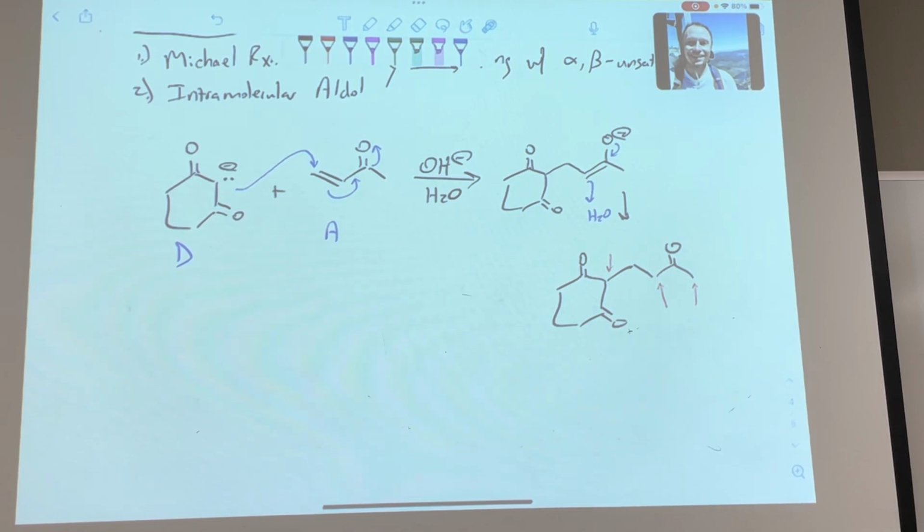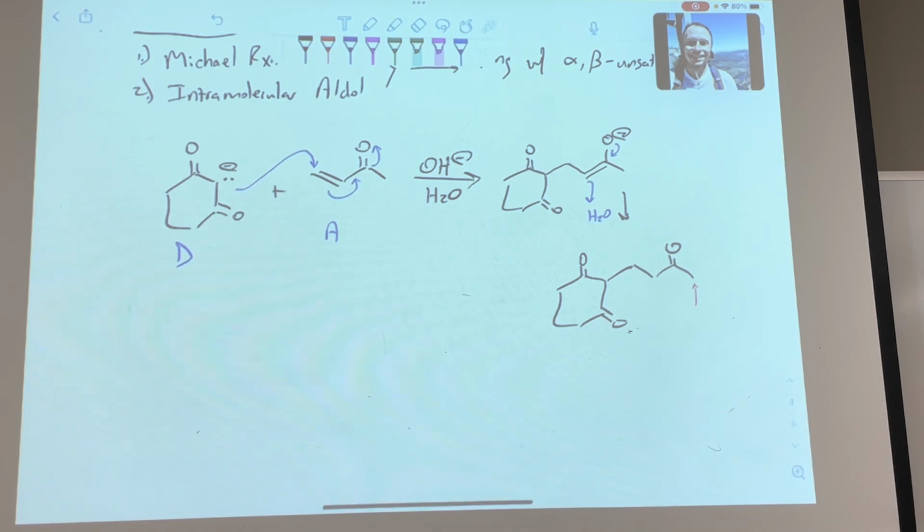If I were to enolize here, it would wrap around and attack the other carbonyl. 1, 2, well, that would lead to a 4-membered ring. Not gonna work. If I were to enolize here, that would wrap around and attack the other carbonyl. 1, 2, 3, another 4-membered ring. So it looks like I'm striking out left and right here.